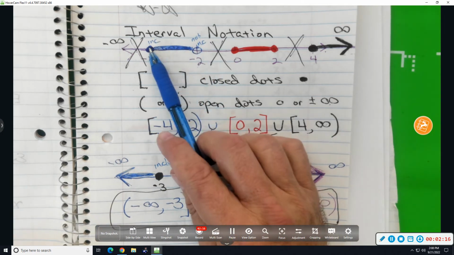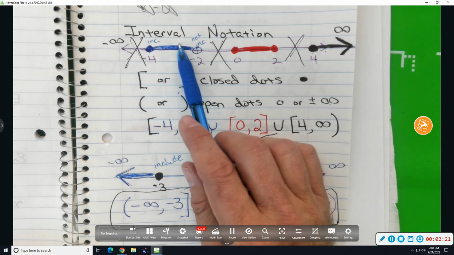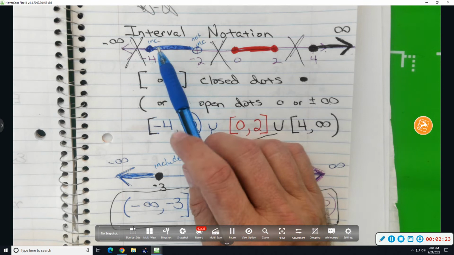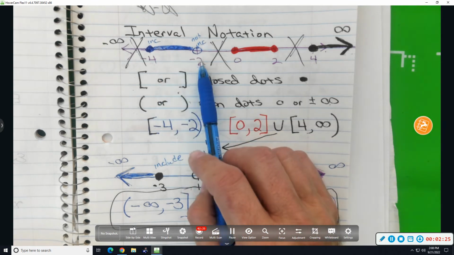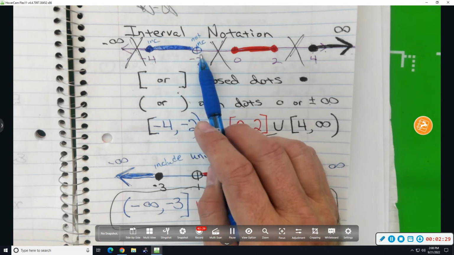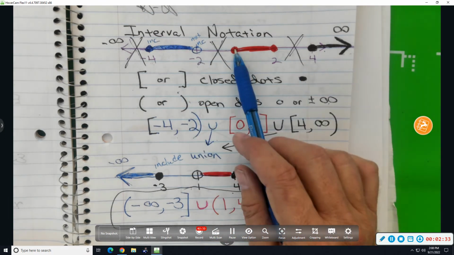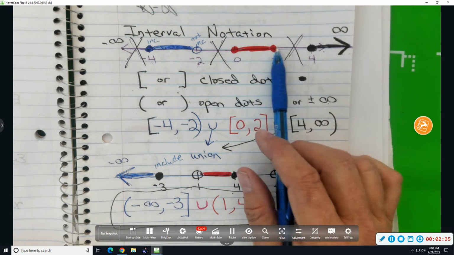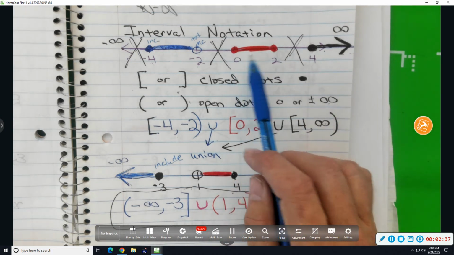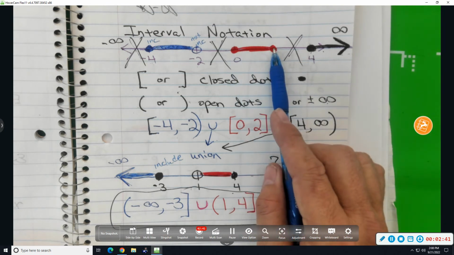If you were wondering which region is shaded right here that I'm showing with my pen, I think that's in blue, then you would say all the numbers between -4 and -2, including -4, but not including -2. Now, which numbers are here in this red region? Well, all the numbers between 0 and 2, including 0 and including 2.